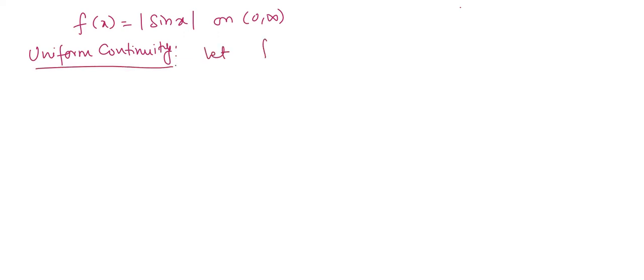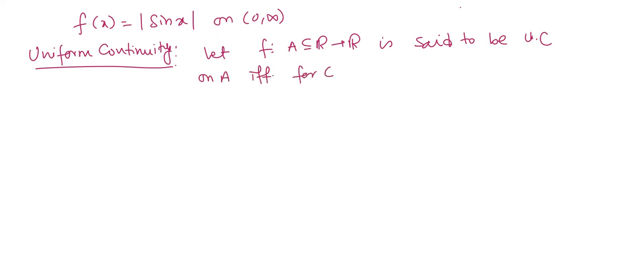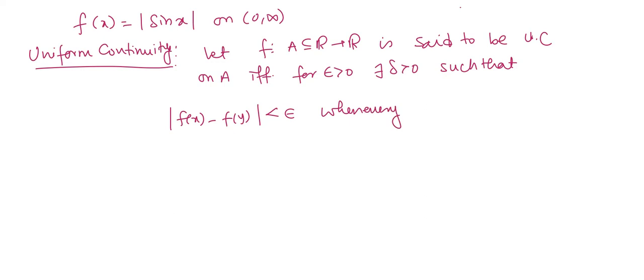So let f be a function from a subset A of R to R. It is said to be uniformly continuous on A if and only if for every epsilon greater than 0 there exists a delta greater than 0 such that modulus of f of x minus f of y is less than epsilon whenever modulus of x minus y is less than delta, for each x and y in A.